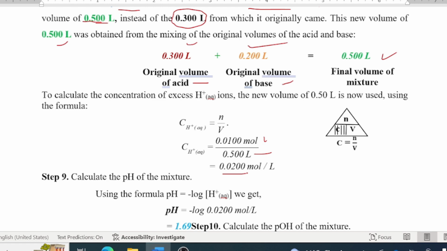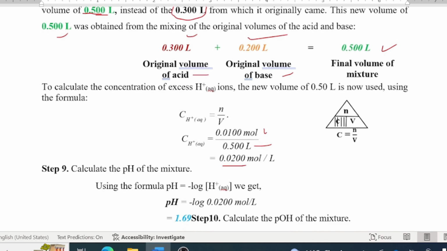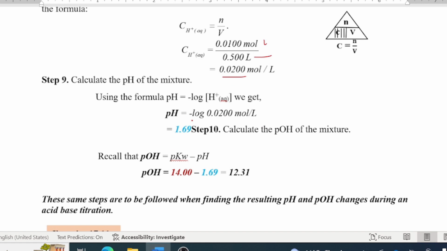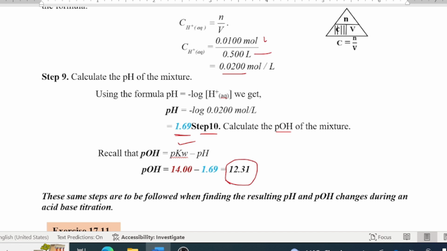Now that we know the formula for pH, pH is equal to negative log of the H plus ion concentration. This is the pH. Calculate the pOH. We know that pOH is equal to pKw minus pH, and this of course becomes the pOH. We will use the same principle here to find changes in pH during an acid-base titration reaction.